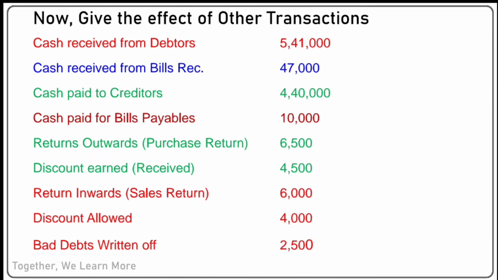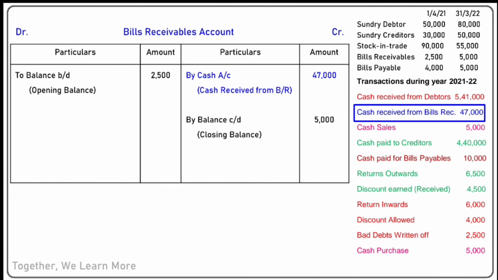Look at the color combination. All the red are transactions related to debtors, blue related to bills receivables account, brown related to bills payables account, and green are related to creditors account. Let's give the effect.